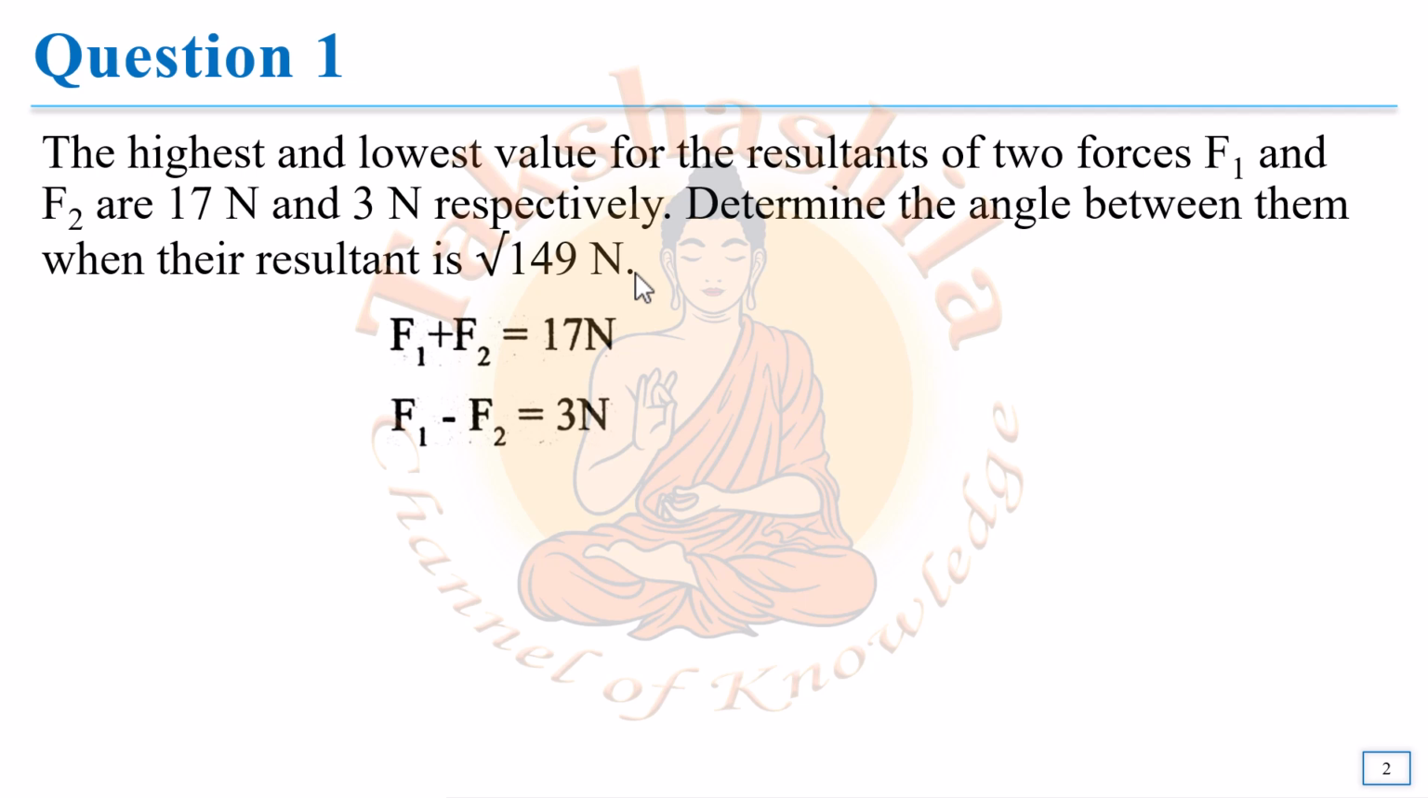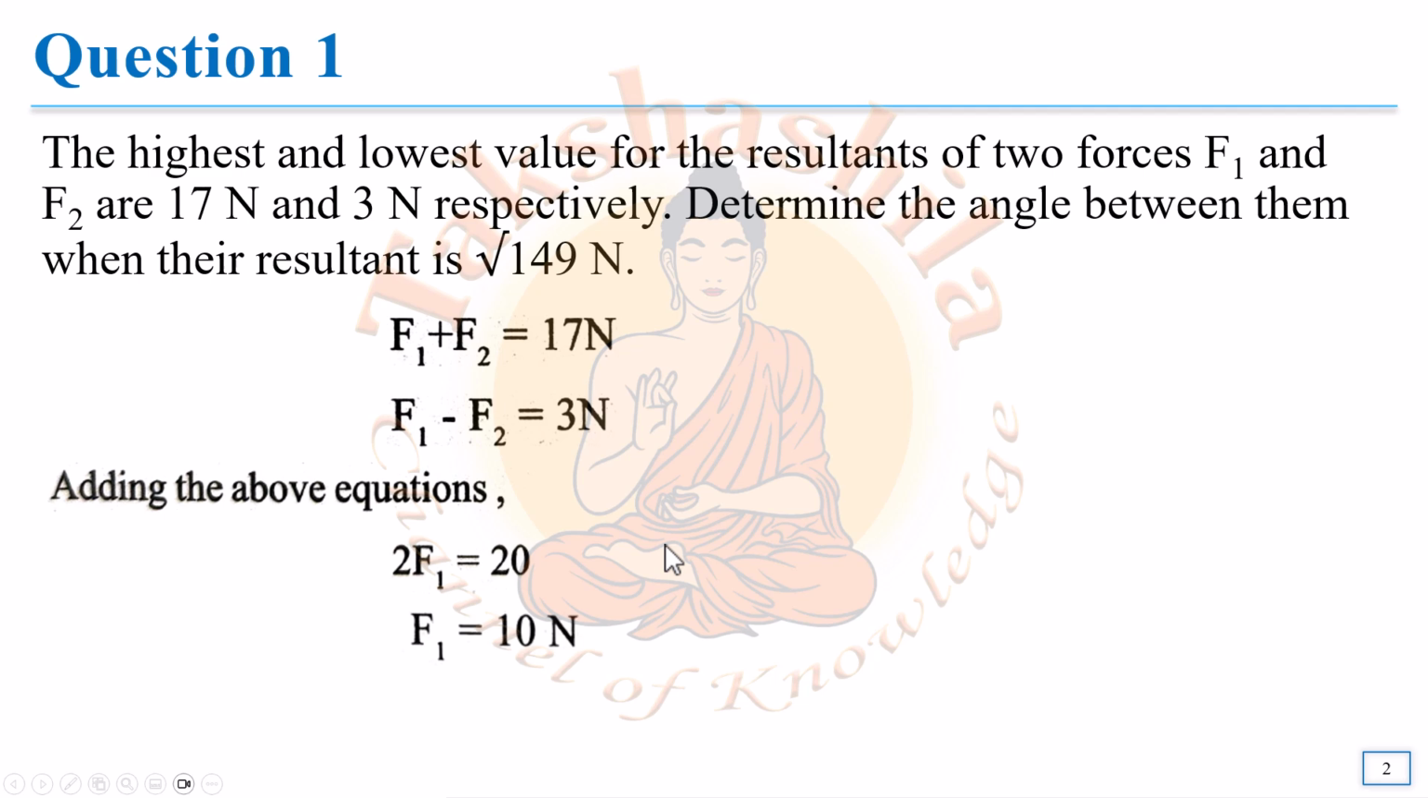If you add these two equations, what will happen? F2 will cancel out, and on the right-hand side we have 17 plus 3. So we will get 2F1 is equal to 20. And from this, the value of F1 will be equal to 10 Newton.